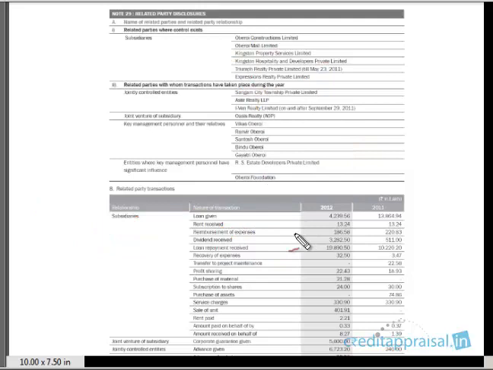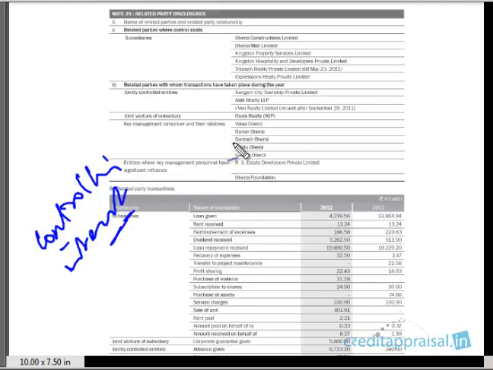So you have to be careful whenever the management of this company has an influence on another company, what we usually call a controlling interest. It is important. Just commonality of management is not a guiding factor. That's controlling interest. Whenever you have this controlling interest, you have to be very careful.